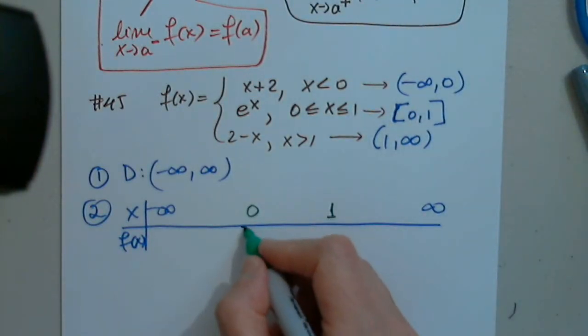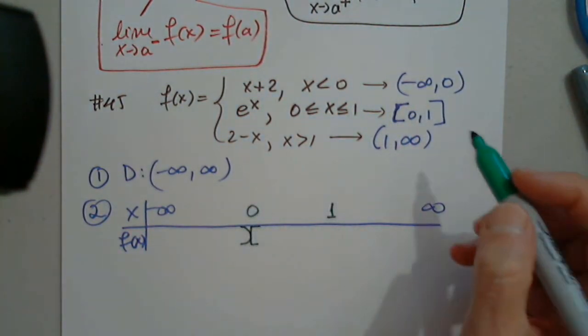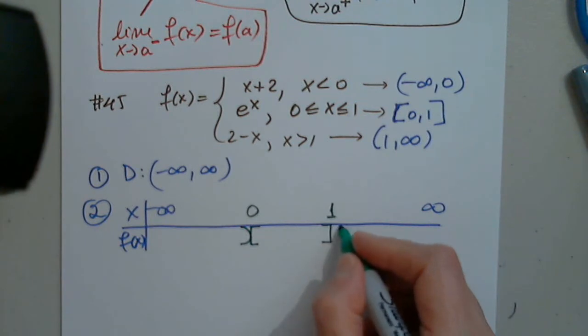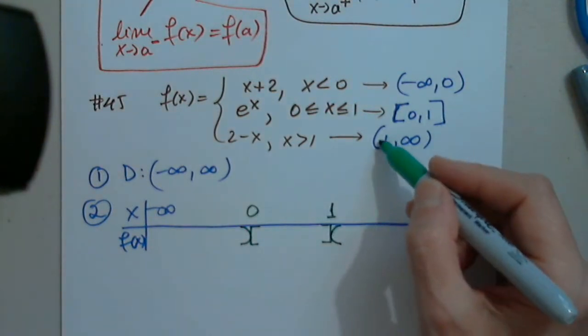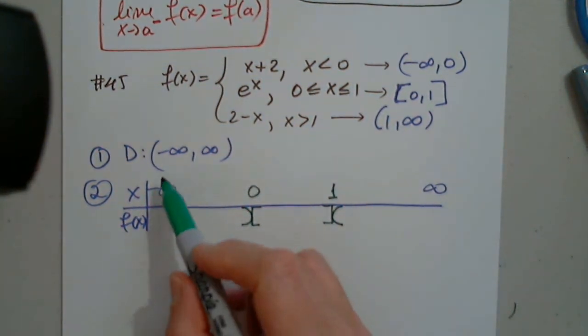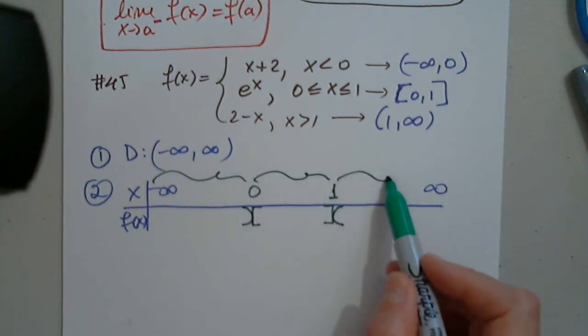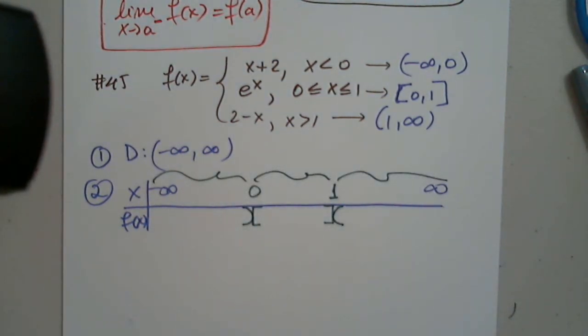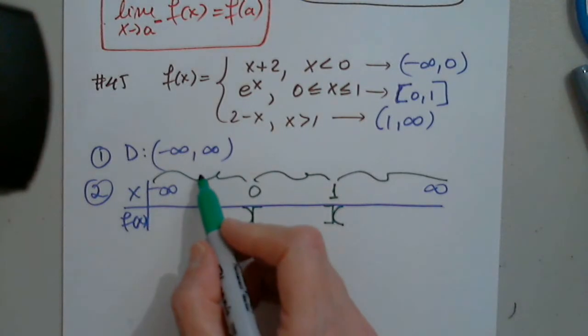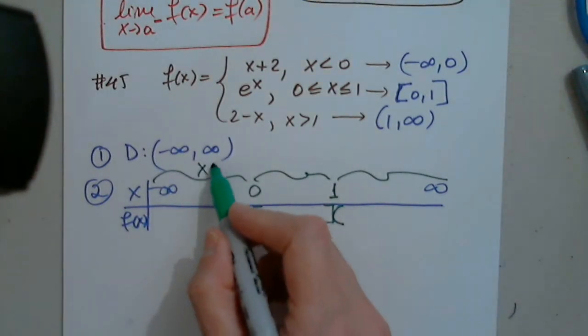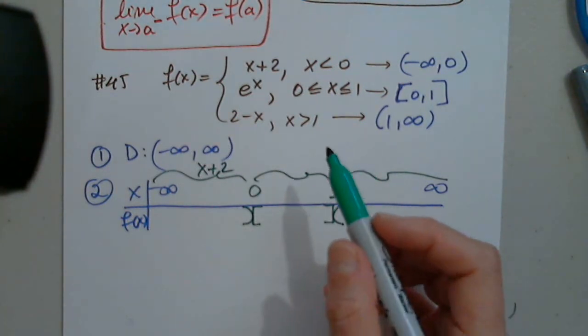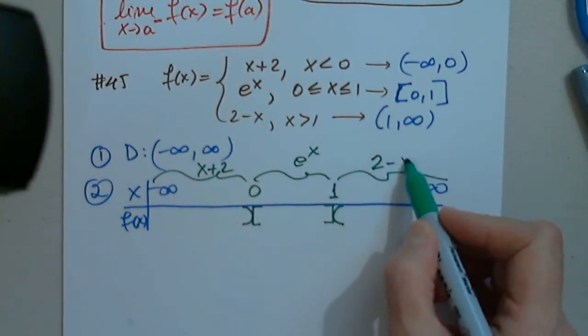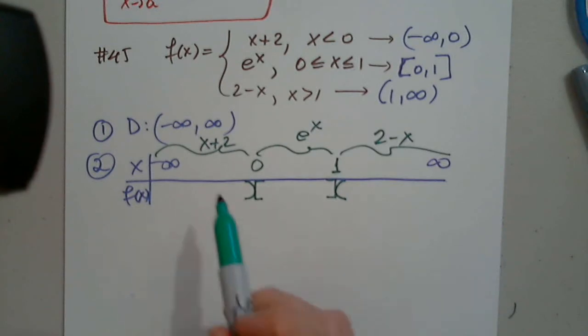Parenthesis and bracket, touching. Bracket and parenthesis, touching. First piece, second piece, third piece. X plus 2. Perfect. And 2 minus x. Good. X plus 2.